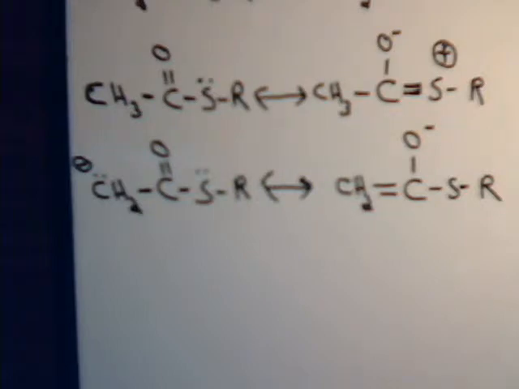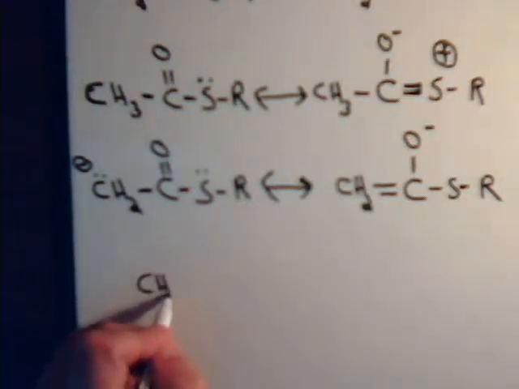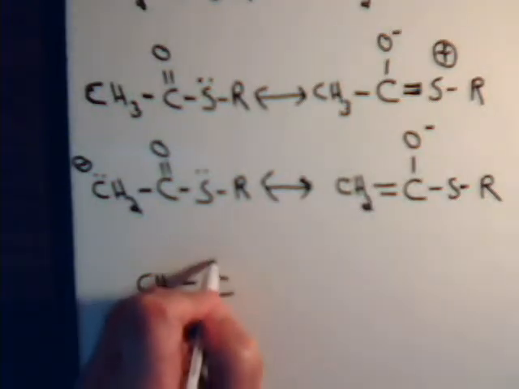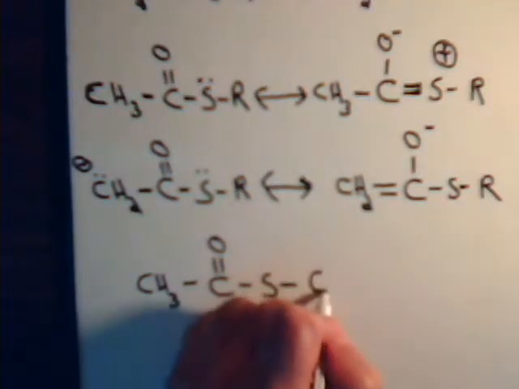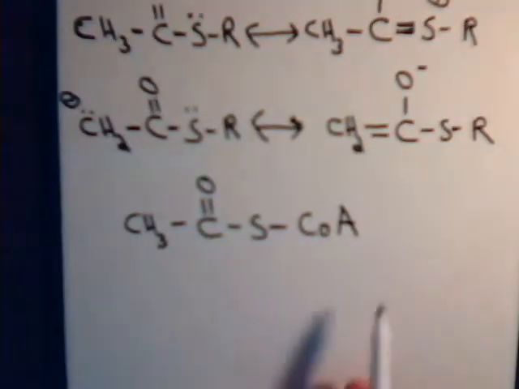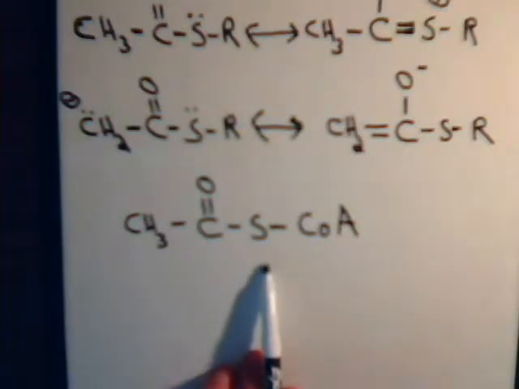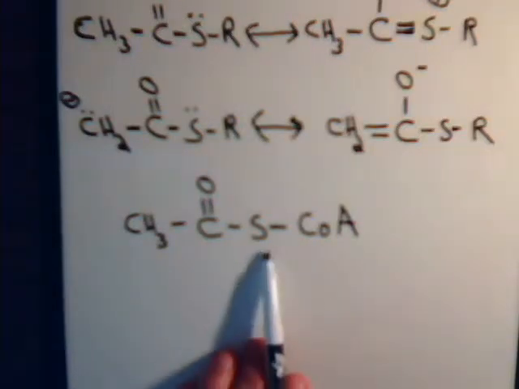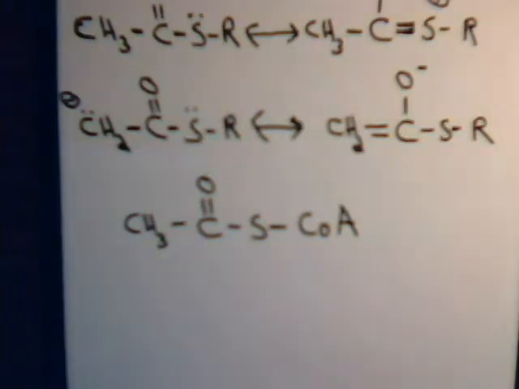And that's why, for example, for a molecule like acetylcoenzyme A, this is acetylcoenzyme A, you have the sulfur atom here. And that's the reason why. Because with that sulfur atom, then it's much easier to form carbanions under physiologic conditions.